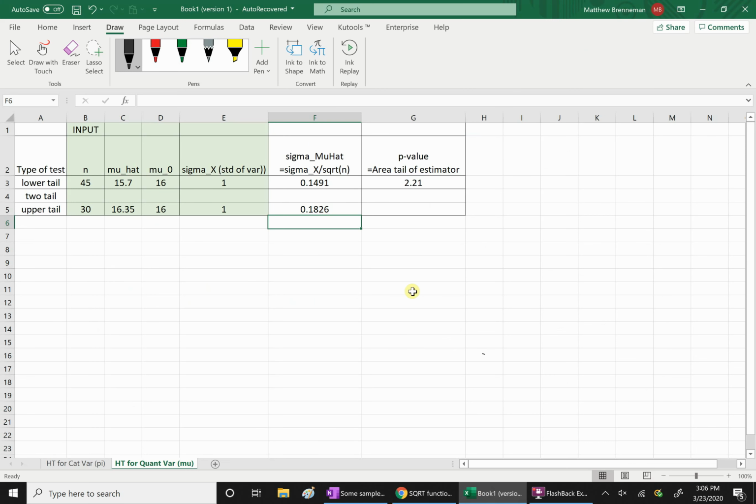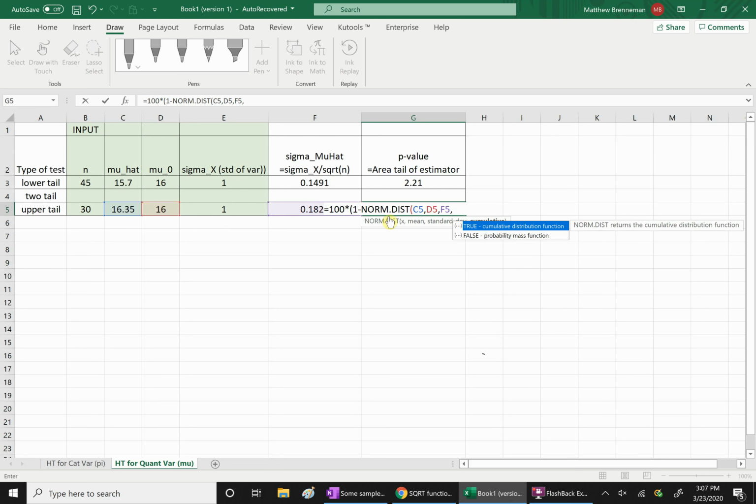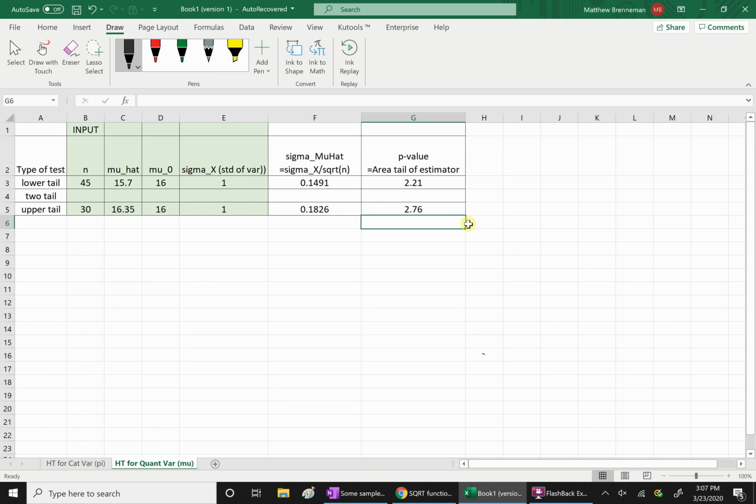Okay, so remember, upper tail means I want to use 1 minus norm dist. And this is my value. This is the normal distribution's mean, and standard deviation. And this is our p-value, about 2.76%. So it's small, but it's not too small.